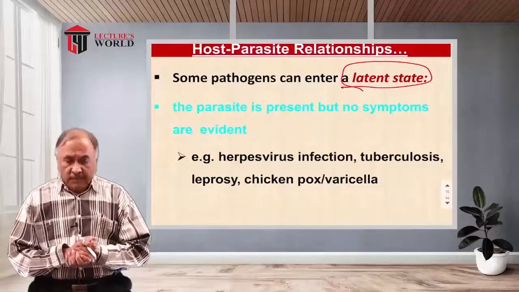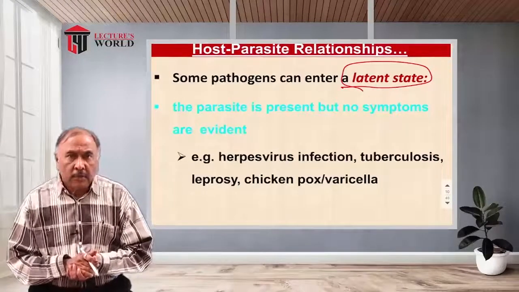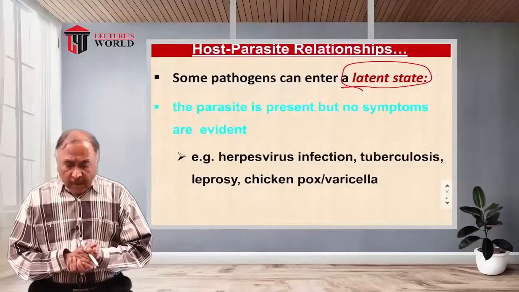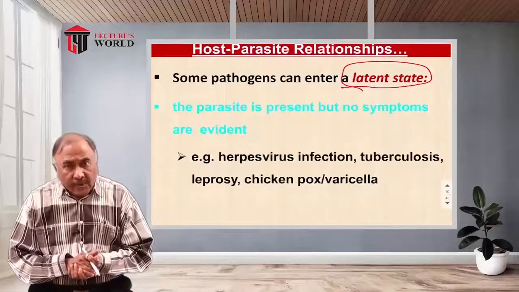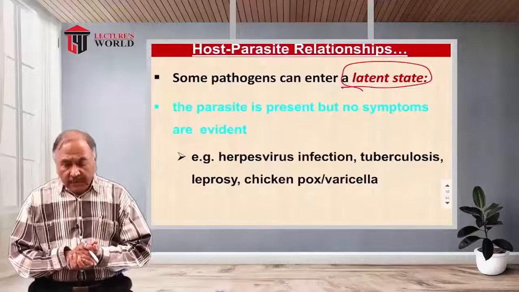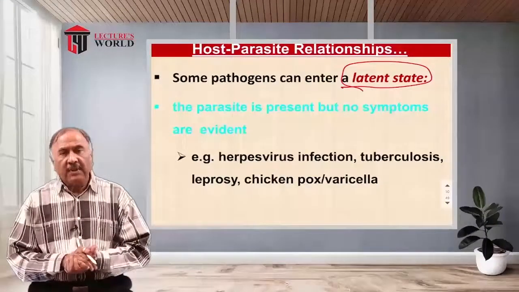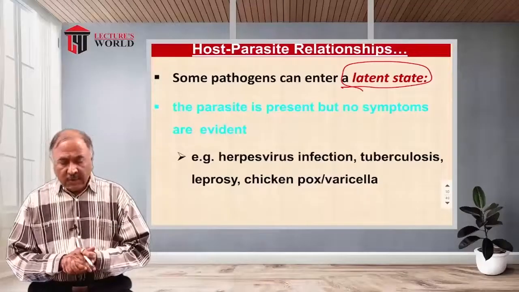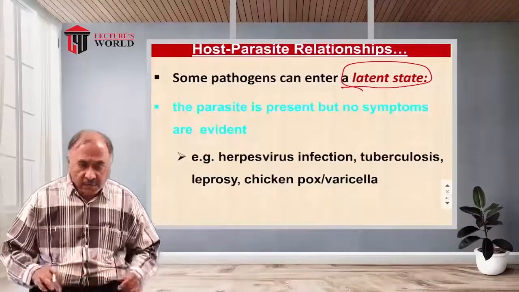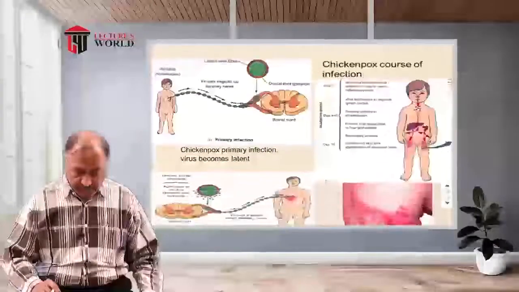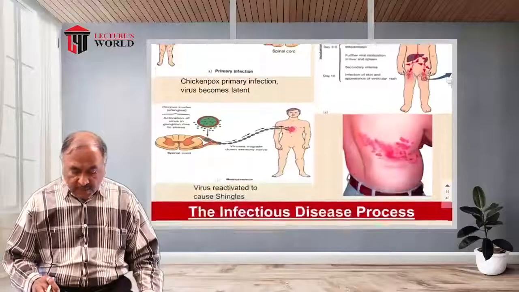Examples of such organisms include herpes virus infections or tuberculosis, leprosy, chickenpox, that is varicella virus. All these organisms can remain in a latent stage for a long time, as you can see in this diagram in detail.